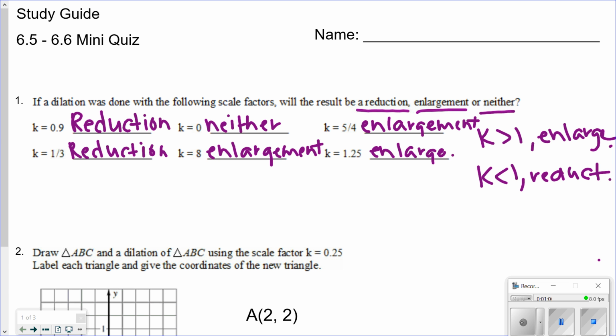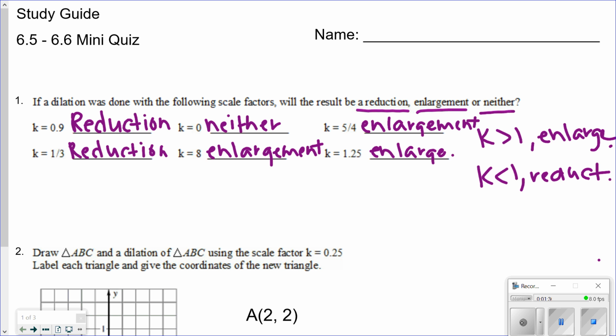So first, if k is equal to 0.9, that would be a reduction. If k is equal to 0, that would be neither. So remember, k, if it's greater than 1, it's an enlargement. If it's less than 1, it's a reduction. However, 0, if you multiply something by 0, it just cancels out. It goes away. So this is one of our special cases where it would be neither a reduction or enlargement. Something else that would look like this would be if k is equal to 1. That would also be neither because a scale factor of 1 doesn't change your shape.